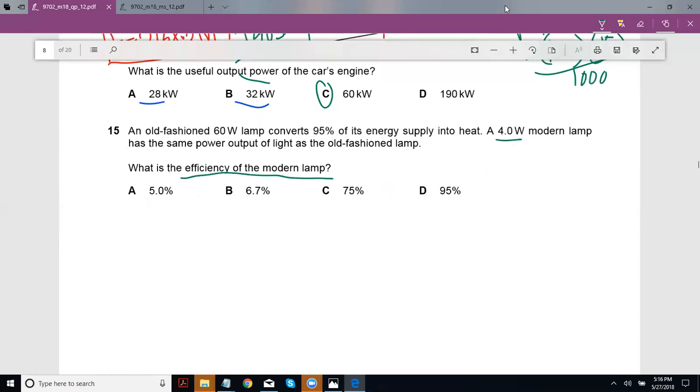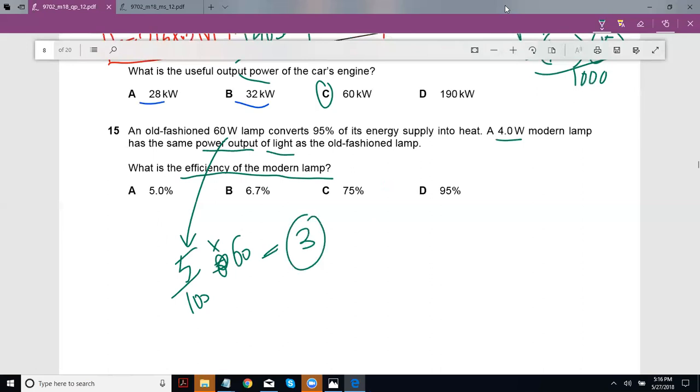So let's first try to figure out the power output of light of the old lamp. If 95% of the output is heat, then 5% of the energy of the output will be light. So that is 5 upon 100 times 60, which is 3. So out of 60 watts, only 3 watts go to light.